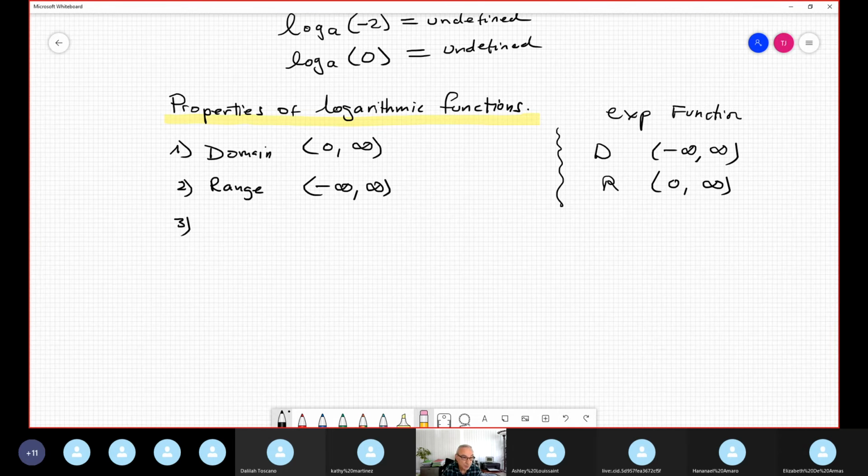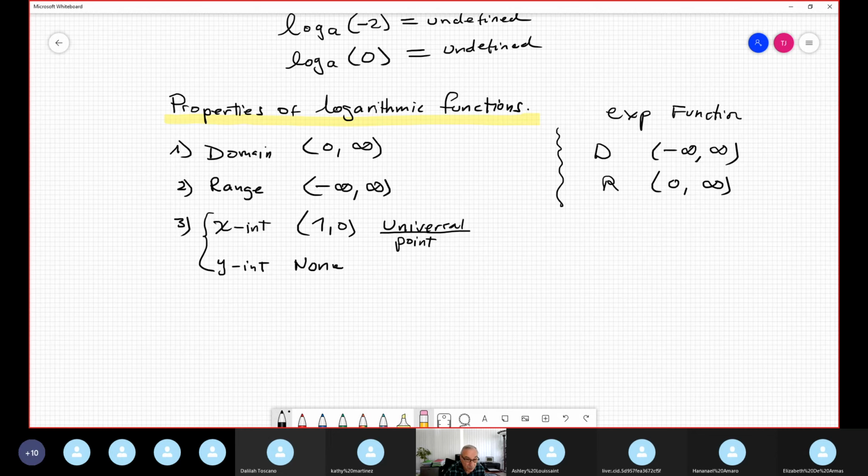Number 3, property. We have the x-intercept at the famous point (1,0), which is the universal point. The word universal indicates that regardless of the base of the logarithm you are working with, it passes through (1,0). That's the universal point. And the y-intercept, we have none. Unfortunately, no.